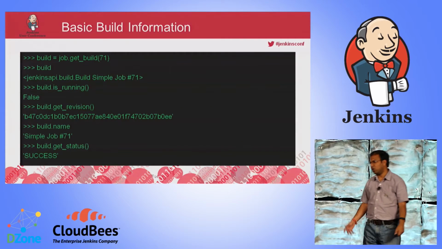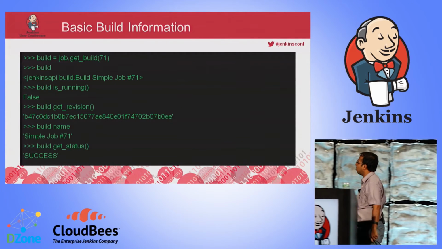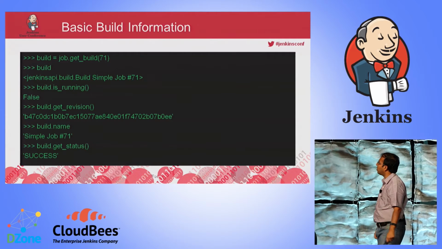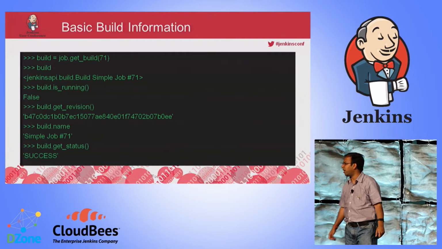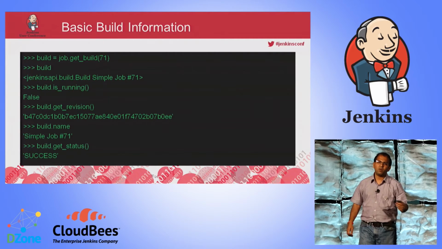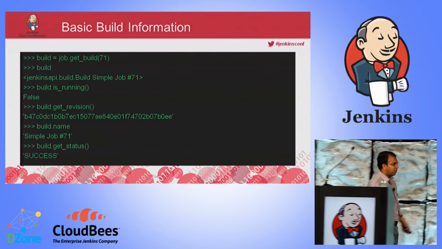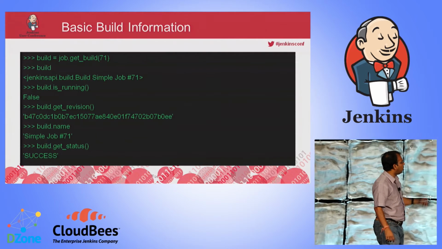So we have been talking about job. The natural progression is the build. Similarly, you can find build information if you have the build number. Maybe you have the build ID, or you found it by doing get last build number or things like that. Or you can just do build, and you get the build object.